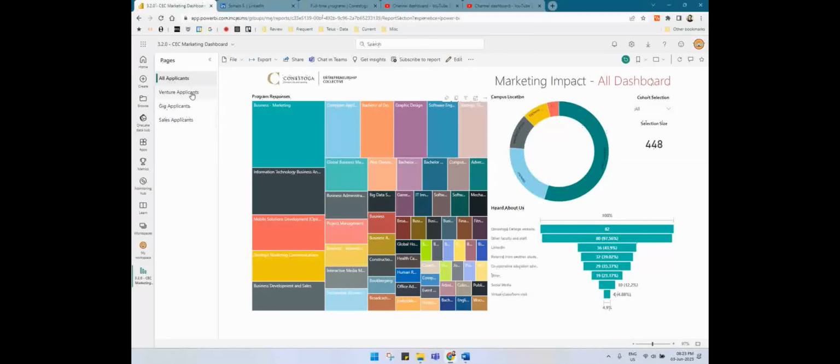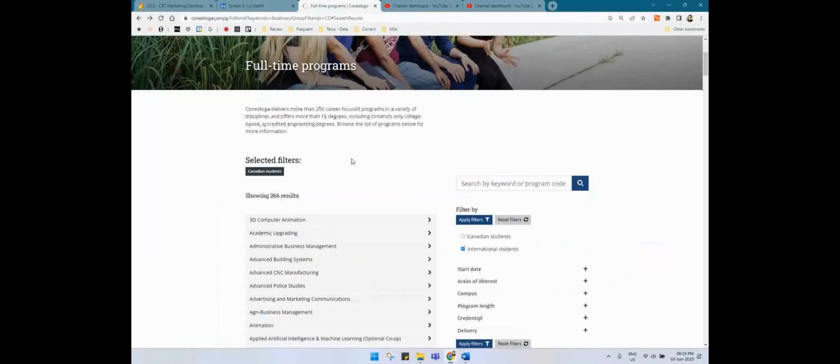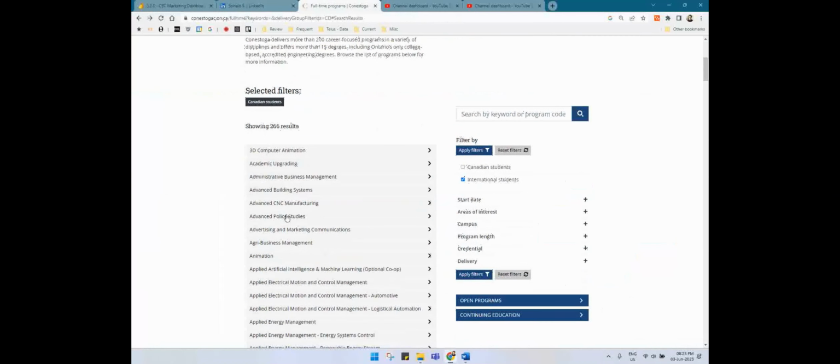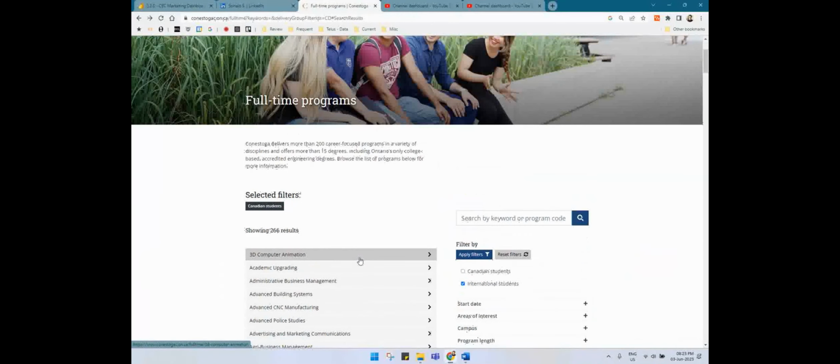All of these different labs have different coaches who are responsible for the running of the lab, and each of them would look at the different programs, campus locations, and the sources of where people heard about them from. The program list is basically all of the programs offered at Conestoga. So what I did was I web scraped this page and got the program information.